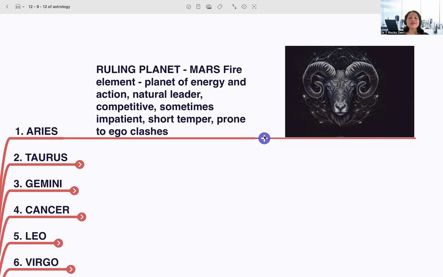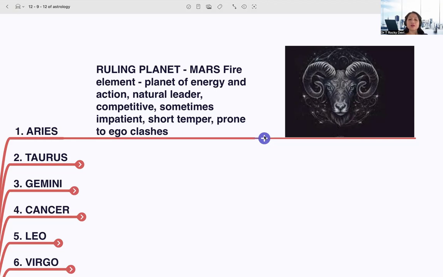What happens to this kind of person if Aries is the Rasi or the Lagna, whatever it may be? Mars signifies the planet of energy. Mars is full of energy and action. They always love to take action. They are action-oriented, natural leaders. They are born leaders. They know how to lead people, and they are competitive in nature, sometimes impatient because of wanting to take action fast.